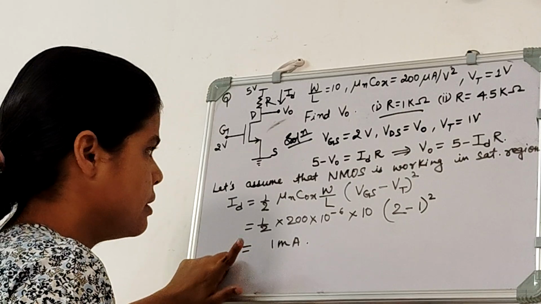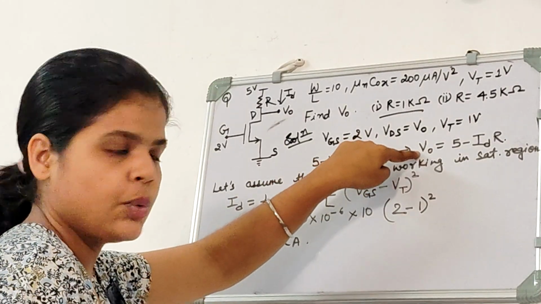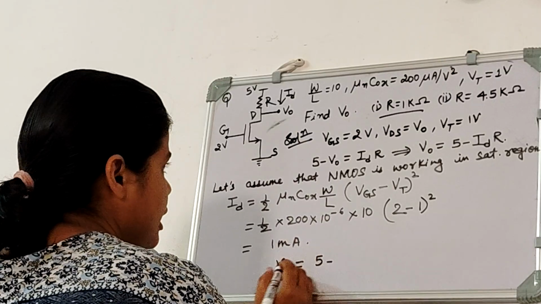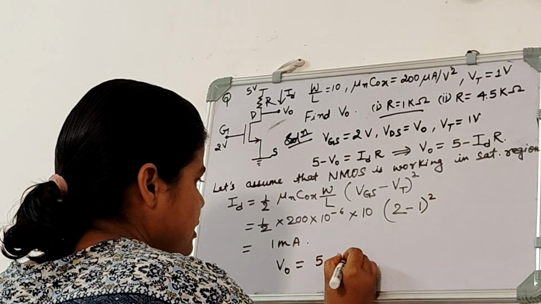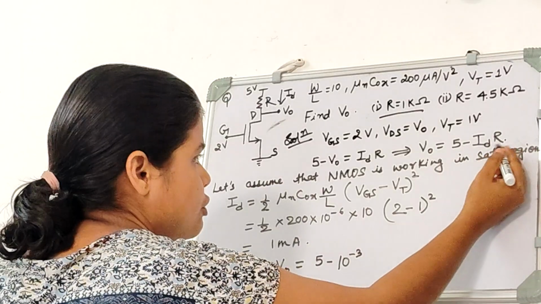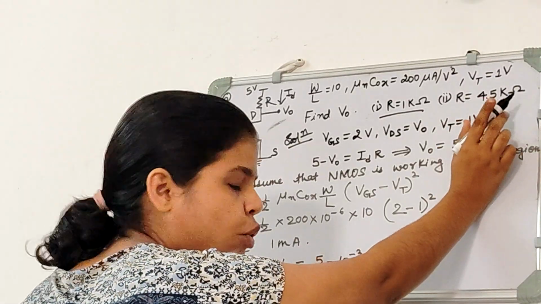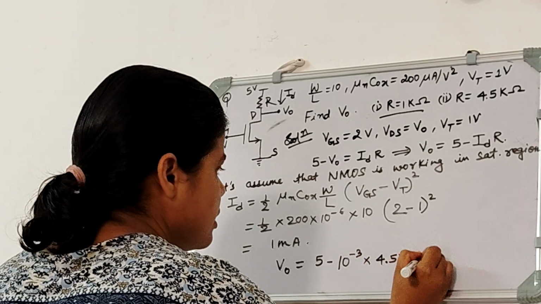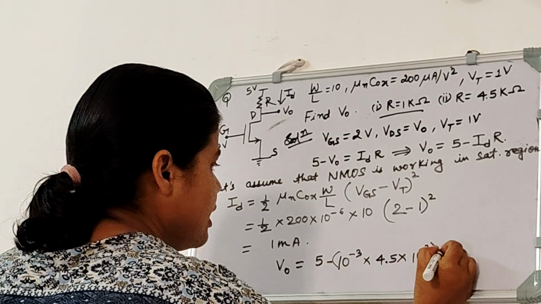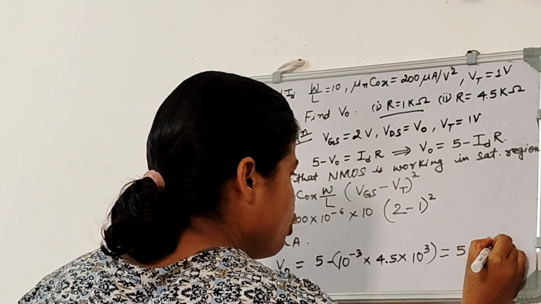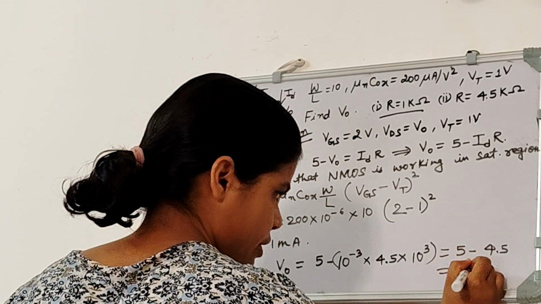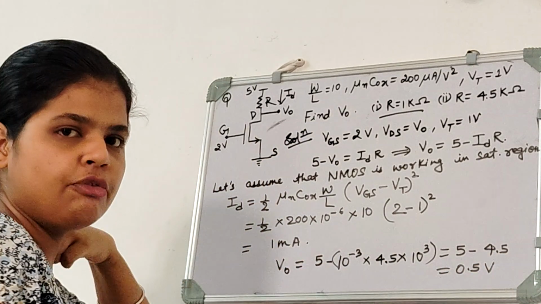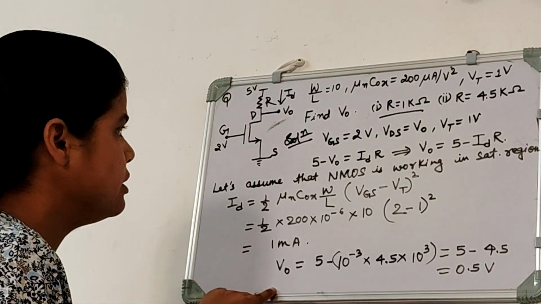Again we will put this ID into this equation. So V naught is equal to 5 minus, in place of ID you will put 1 milliampere, that is 10 raised to power minus 3, and in place of R, now we will put 4.5 kilo ohm, that means 4.5 into 10 raised to power 3. So this will give us 5 minus 4.5, and that will be equal to 0.5 volt. So this time we got V naught as 0.5 volt, and this V naught is our VDS.